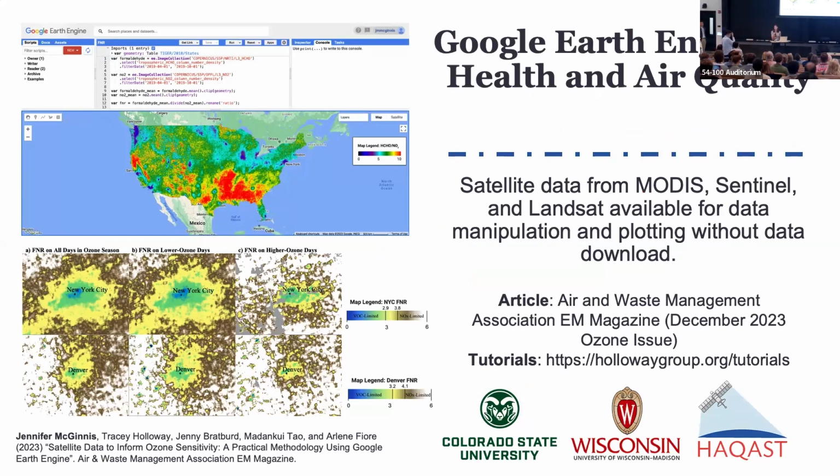So Google Earth Engine is a web-based platform that allows users access to satellite data from MODIS, Sentinel, and Landsat for data manipulation and plotting without having to download the data. For a little bit more information about this, I wrote an article published in the Air and Waste Management Association's EM magazine, in the December 2023 ozone issue, talking about ozone sensitivity and how to plot the formaldehyde to NO2 ratio within Google Earth Engine. And for a little bit more of a step-by-step tutorial, those are published on the Holloway Group website. Thanks.